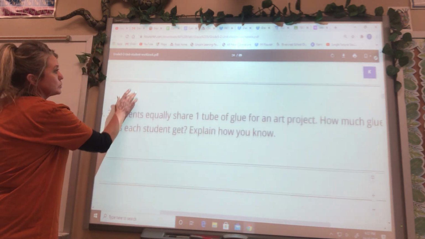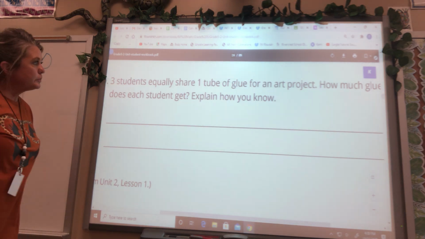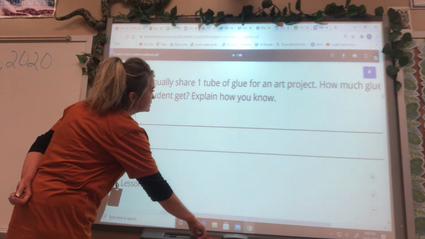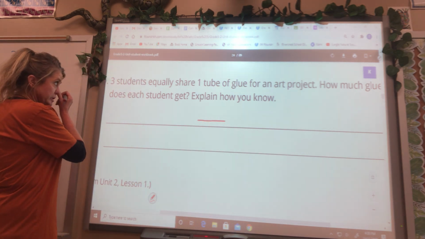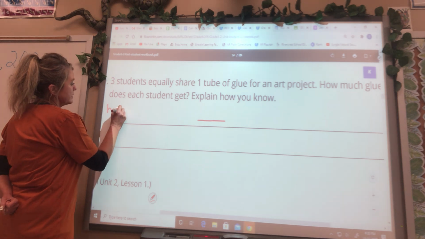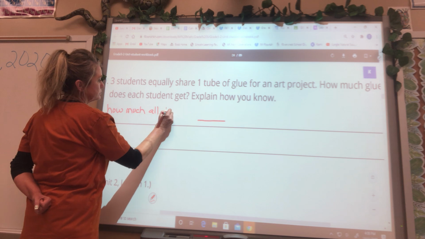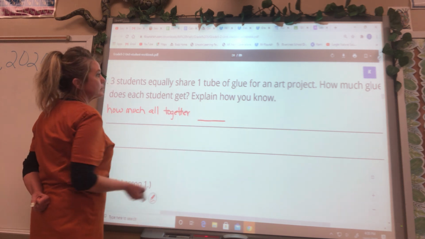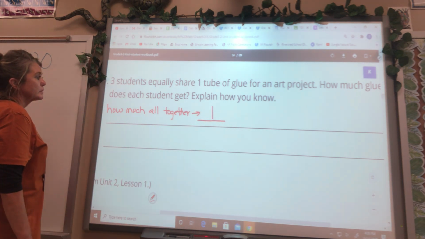Okay, on the next one, 3 students equally share 1 tube of glue for an art project. How much glue does each student get? Again, we know that it's going to be a fraction. The top number is always going to be how much you have all together. And it says that all together, they only have 1 tube of glue.